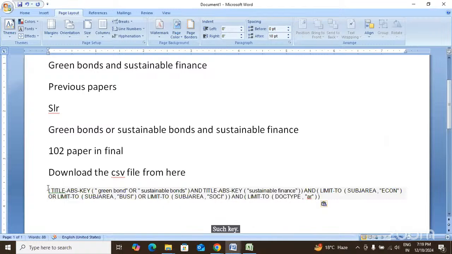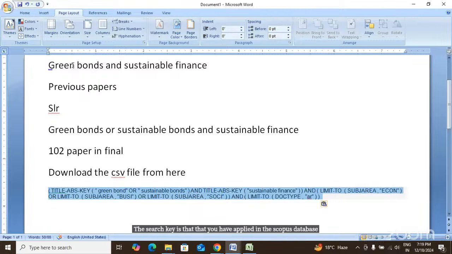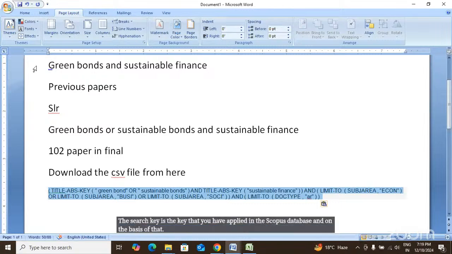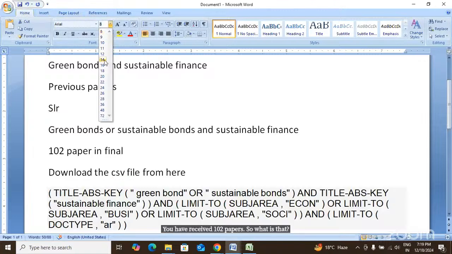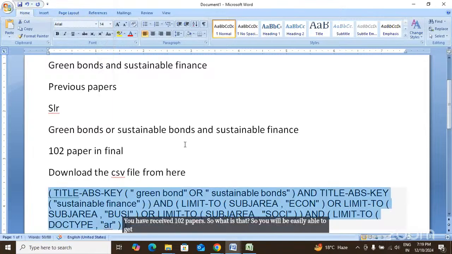The search key is the key that you have applied in the Scopus database, and on the basis of that you have received 102 papers. So you will be easily able to get it from the Scopus database as well.